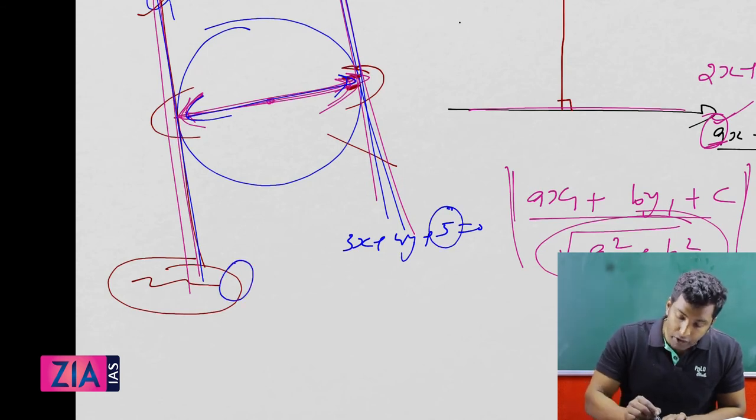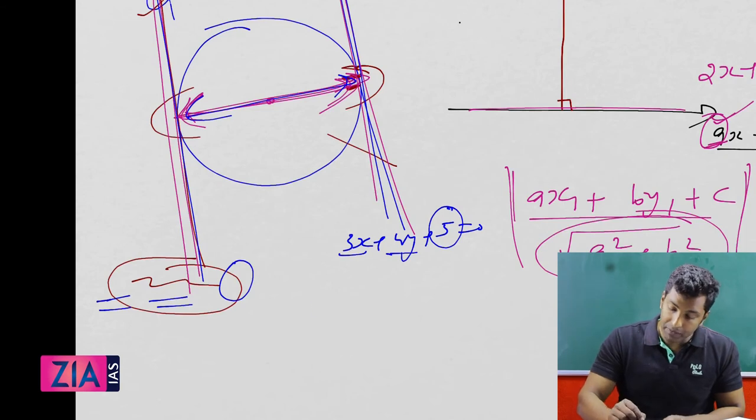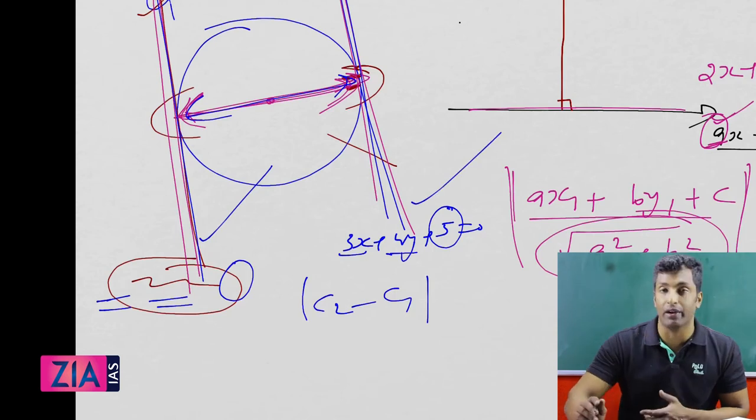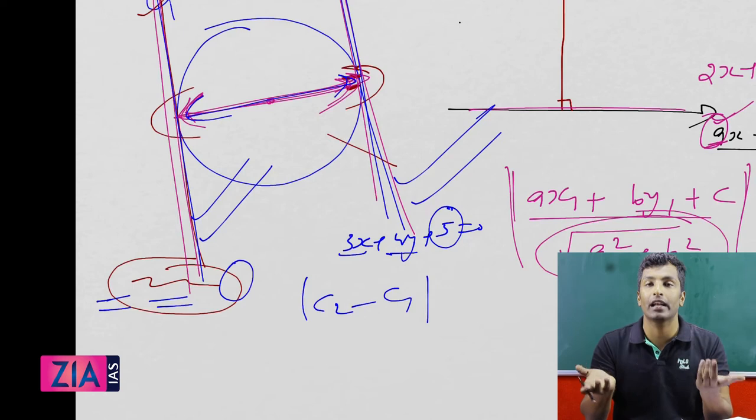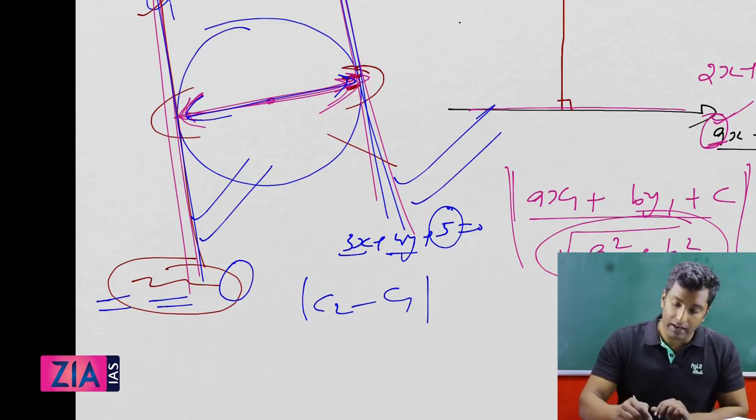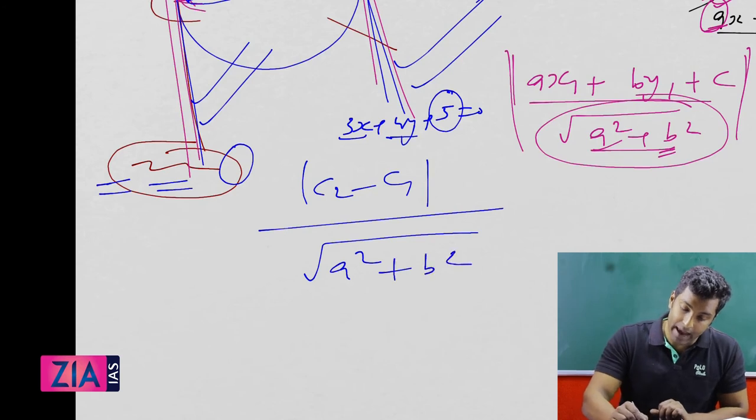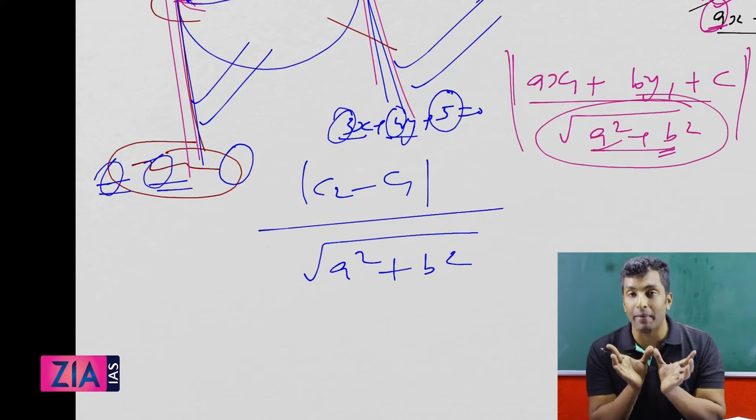Otherwise this 3x and 4y will be the same here also, 3x and 4y. So that's mod of C2 minus C1. Why? Because you can take this as C2 or this as C1, or this as C2 and this as C1. So just take the difference between any of these two and take the mod. So automatically it will become positive. Okay, so C2 minus C1 divided by root of A square plus B square, and that will be same. AB here and AB here will be same. So that will give you the distance between two parallel lines.